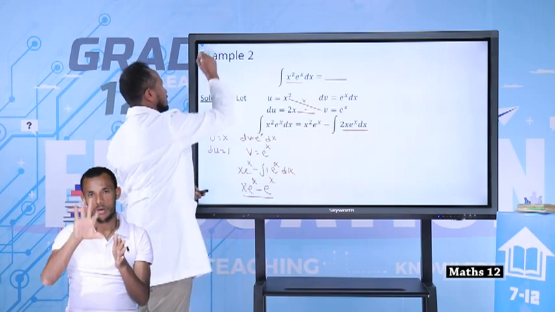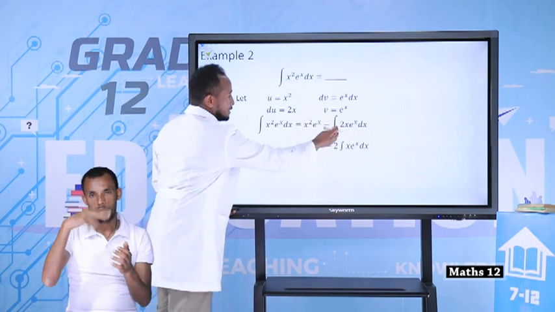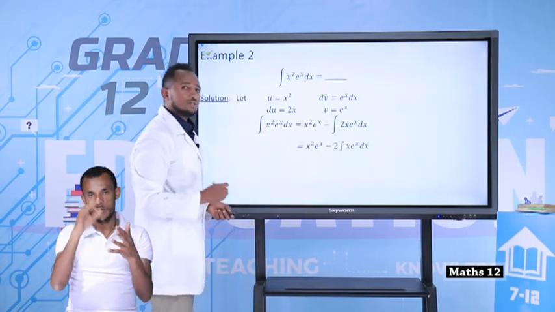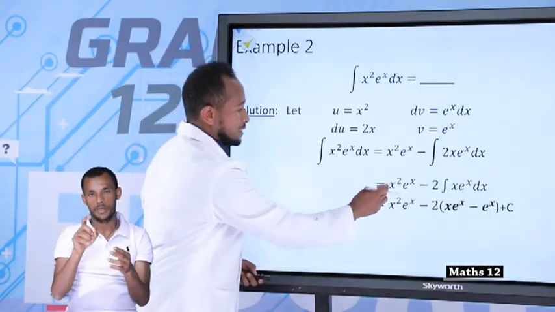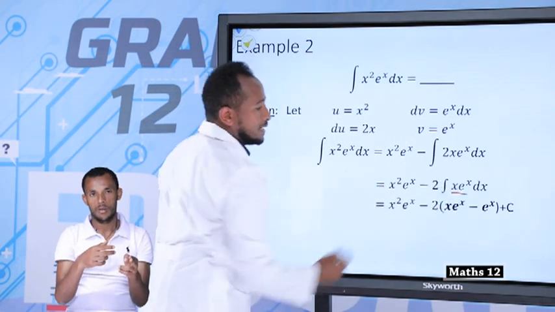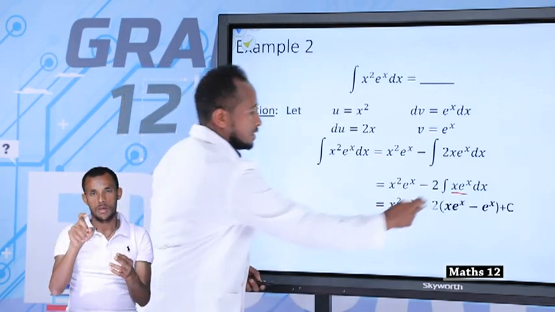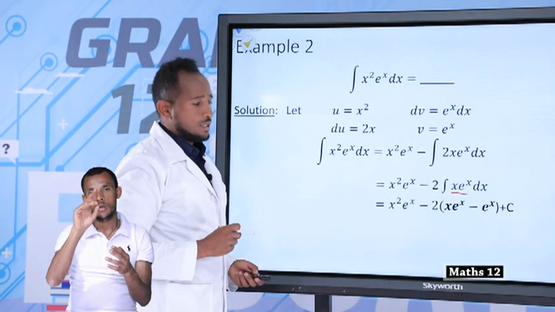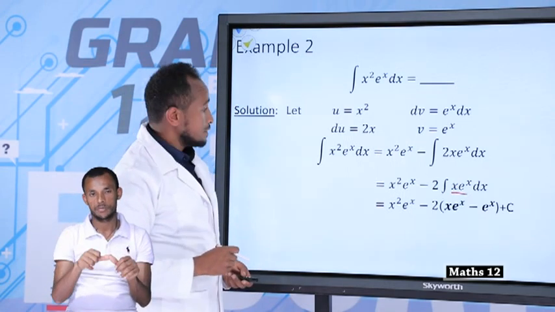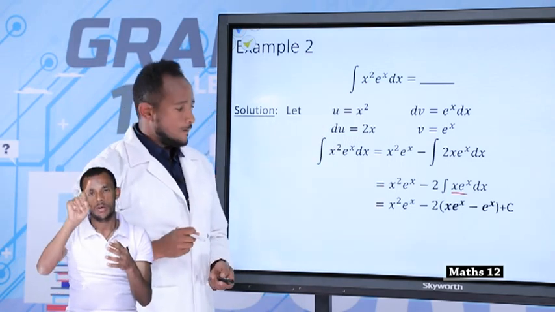Therefore, you'll have x squared times e raised to x minus, you just factored out 2, the integration of x times e raised to x dx. So this is x squared e raised to x minus 2 times what we have just solved: the integration of x times e raised to x dx is x times e raised to x minus e raised to x plus some constant c. So this is the final answer for the integration of x squared e raised to x dx.